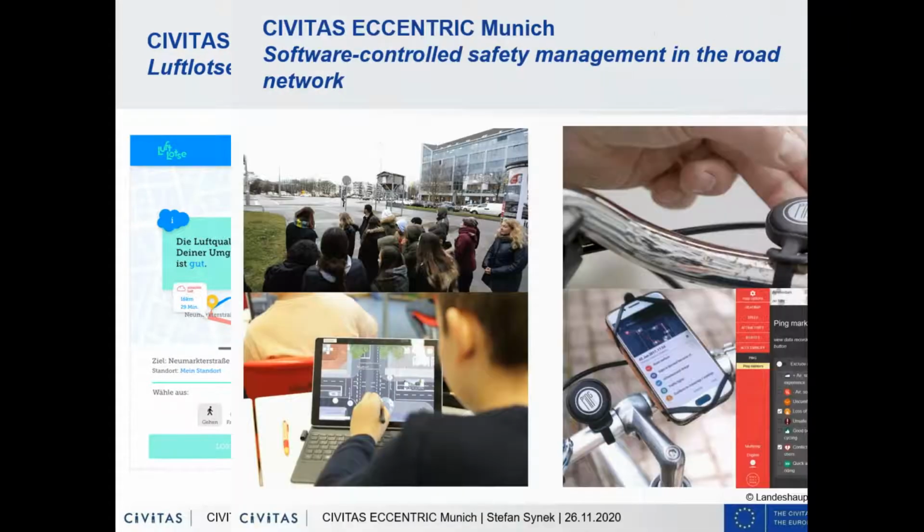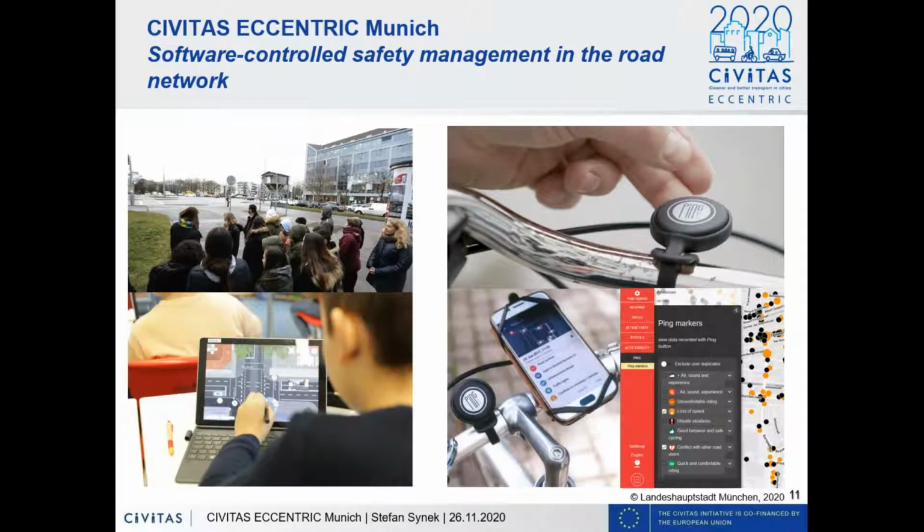Then we did different tests and measures with preventive safety management. So we wanted to identify risk before accidents occur, and the goal is to increase safety, especially for vulnerable groups like children. And therefore, we conducted workshops at schools to sensitize the pupils for dangerous spots around the school, for example, and which occurred in the past there.